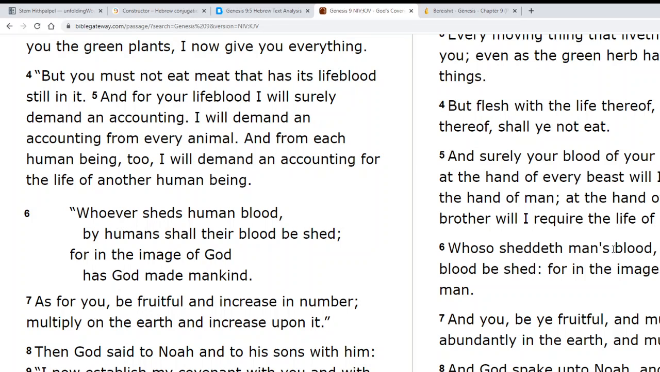But this really, I mean, maybe the NIV is actually doing a much better job here. And for your life, I will surely demand an accounting. I will demand an accounting from every animal, and from each human being too. I will demand an accounting for the life of another human being. So this is not nearly as literal of a translation, but I think it might be a better translation. It's better in understanding what's going on.